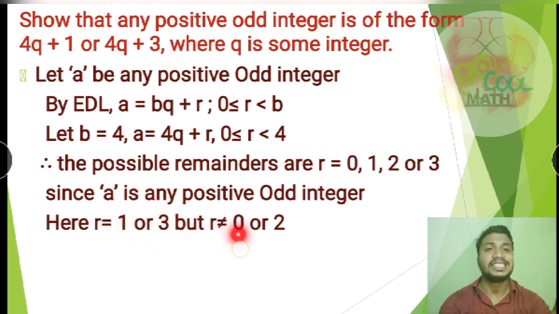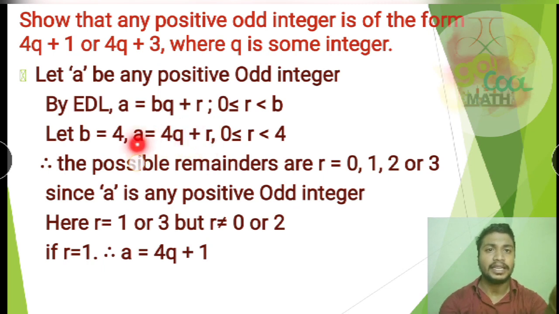0 and 2 do not exist. Therefore we cannot consider these two. If the remainder is 1, substitute here. If r is equal to 1, then a is equal to 4q plus 1.